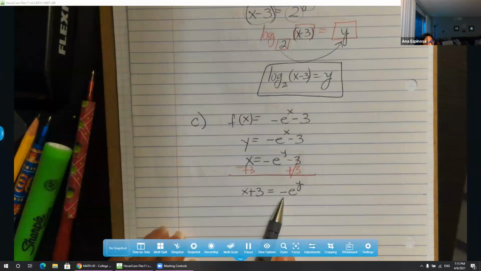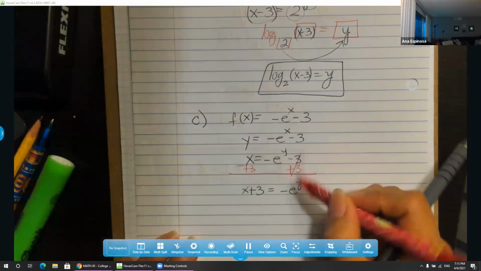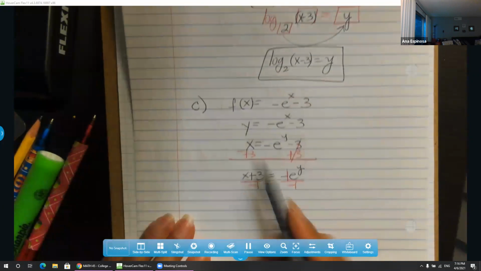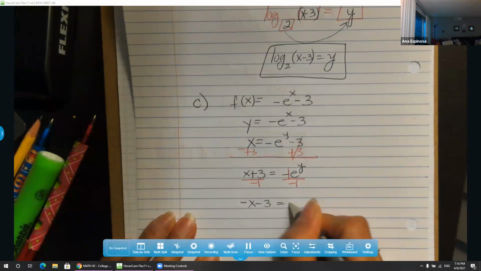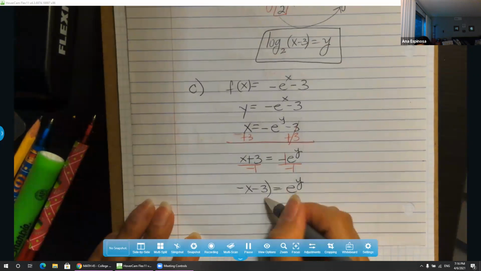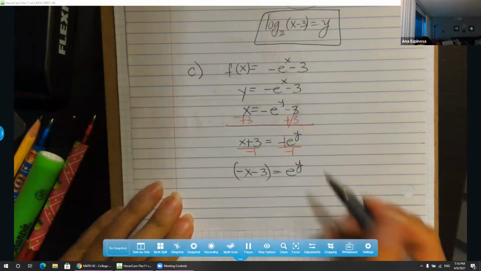Now, I don't really like this negative, so I'm going to divide by it. I'm allowed to because it's like an imaginary negative 1. So that's going to change this to negative x minus 3. And I don't care how ugly this looks. I just don't want to deal with negatives when I'm solving for y. And this is another one of those situations where I don't have a choice but to use my exponent form in my log form. Now this is an e.